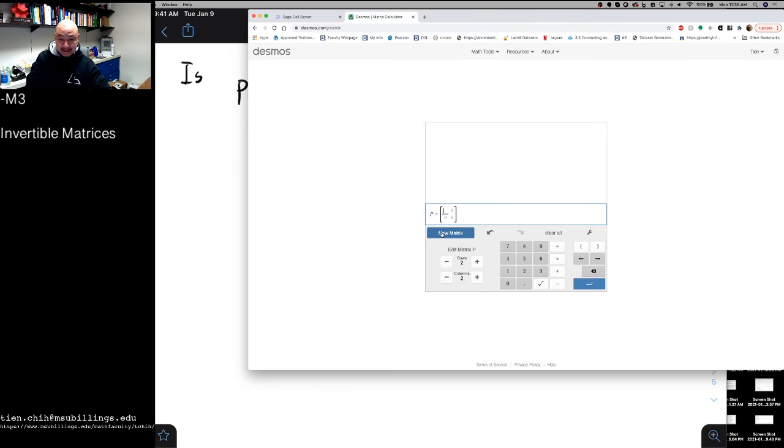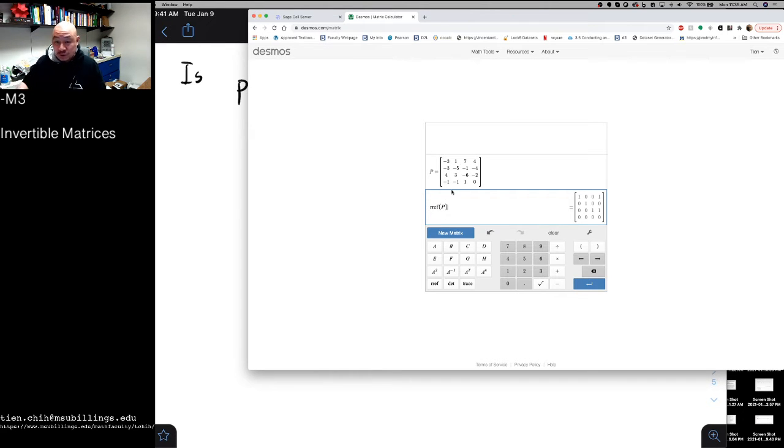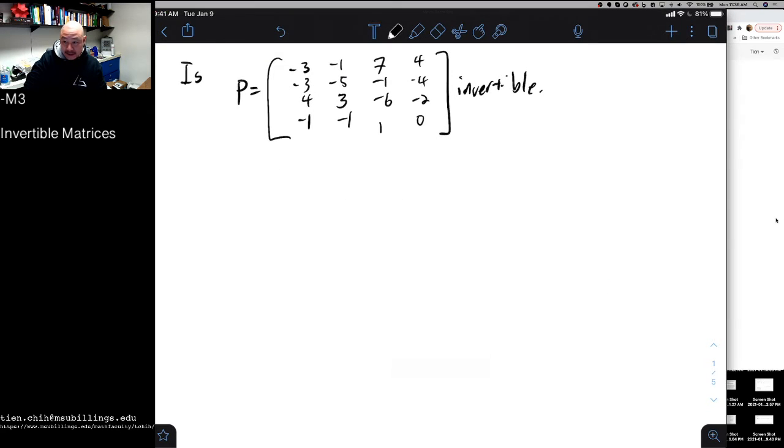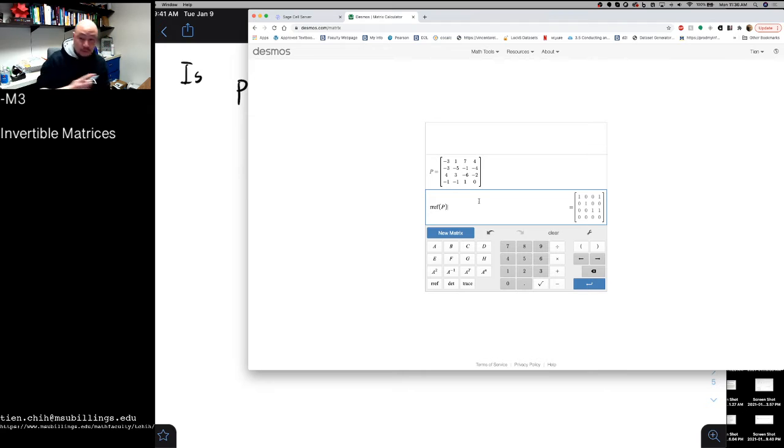So I'm going to go ahead and define P to be a 4x4 matrix. So let's say minus 3, 1, 7, 4, minus 3, minus 5, minus 1, minus 4, 4, 3, minus 6, minus 2, minus 1, minus 1, 1, 0. And then we want to take its reduced row echelon form. And what we see here is that we do not get the identity matrix. But let's just write down what we do get.